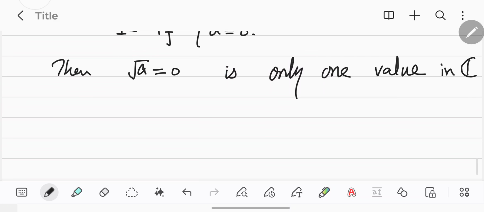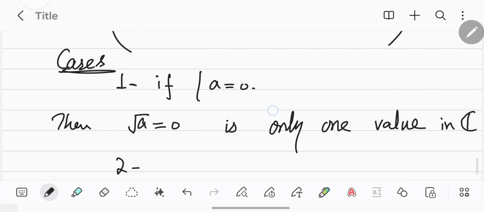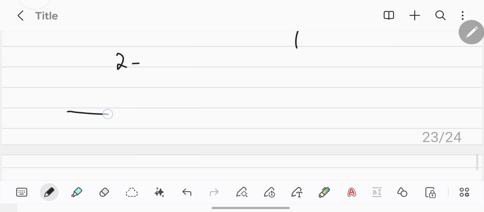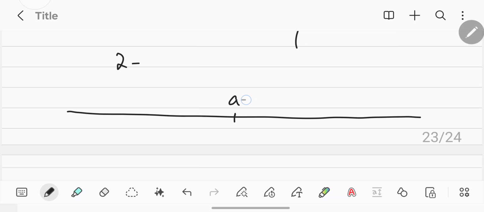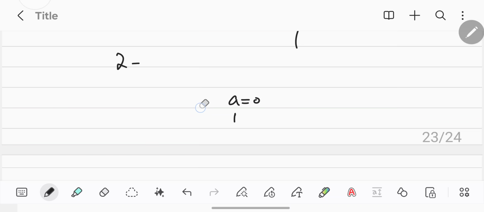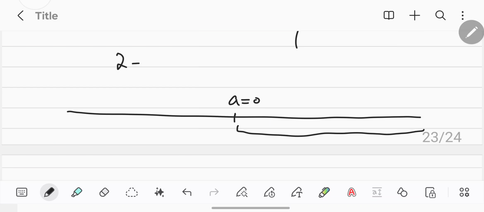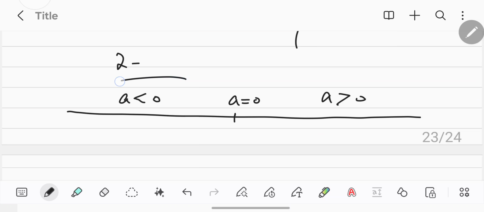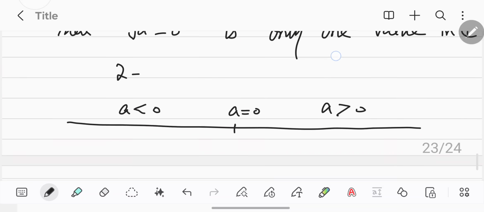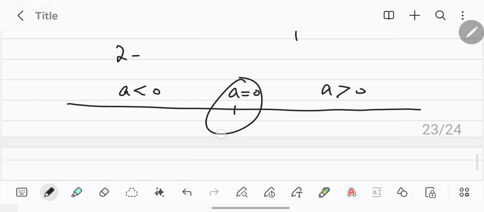Similarly, I will do case 2. There are three different cases. The first case is when a is equal to 0. The second case is when a is positive. Positive means on this side, on the positive side. Here a is bigger than 0 and here a is less than 0. So we will consider all of these three cases. Since I have already considered a is equal to 0, this case is done. Now I will consider the case when a is positive.